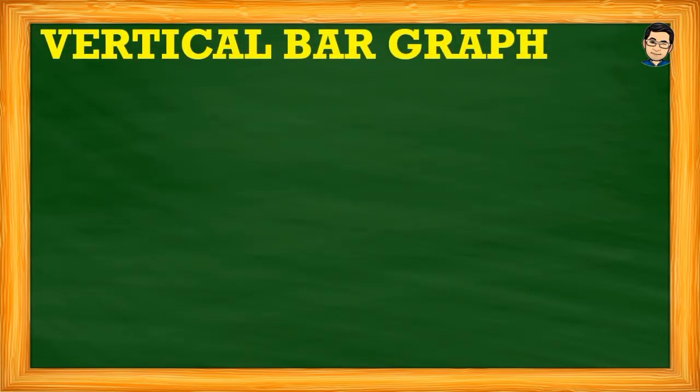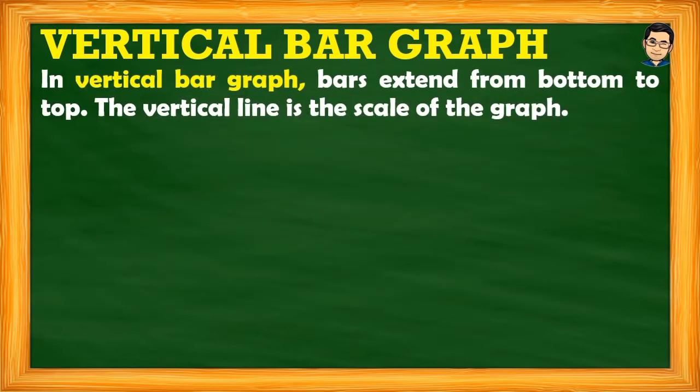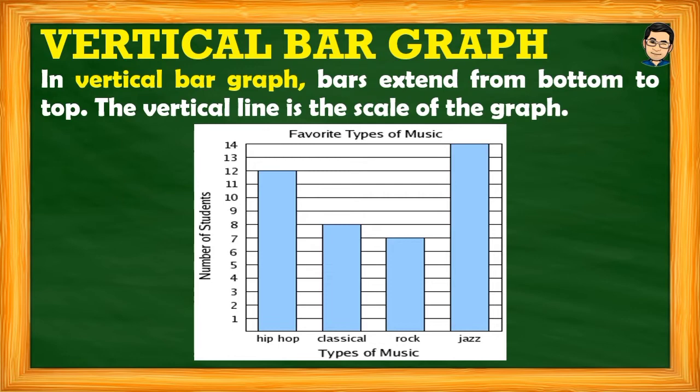Next, vertical bar graph. In a vertical bar graph, bars extend from bottom to top. The vertical line is the scale of the graph. Kapag naman vertical bar graph, as you can see on the given illustration, yung ating mga bars ay nakapatayo, and yung mga scales natin ay nasa left side. Anong mapapansin natin dito sa mga scale natin? Yung scale natin is by 1, kasi magkakalapit lang naman yung mga data.